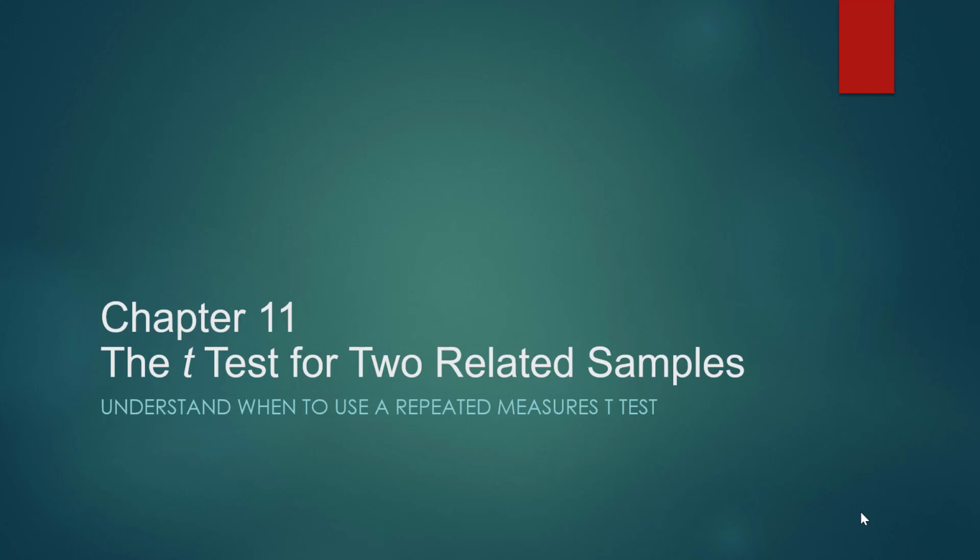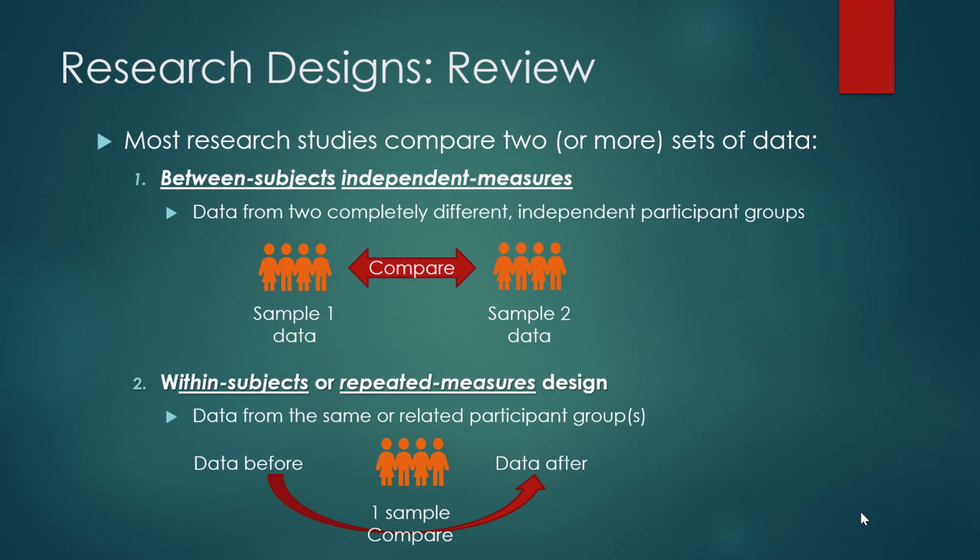Chapter 11, the t-test for two related samples. In this first video, we'll discuss how you know when to use a repeated measures t-test. Now, it might be helpful if you go to the top of the module to print out the flow chart for knowing when to use which t-test, as well as the formulas for Chapter 11, just to have those handy.